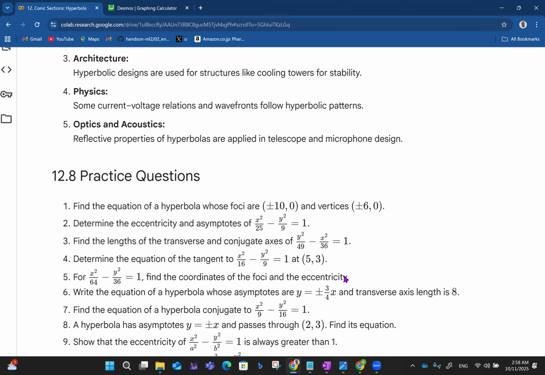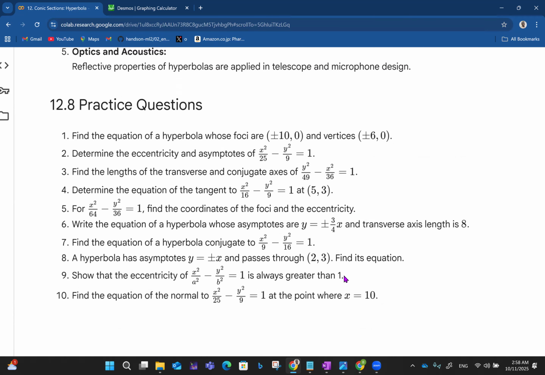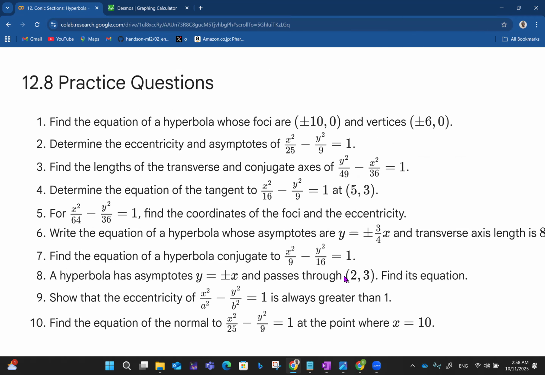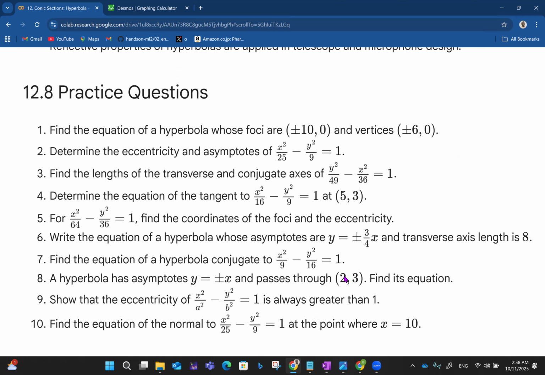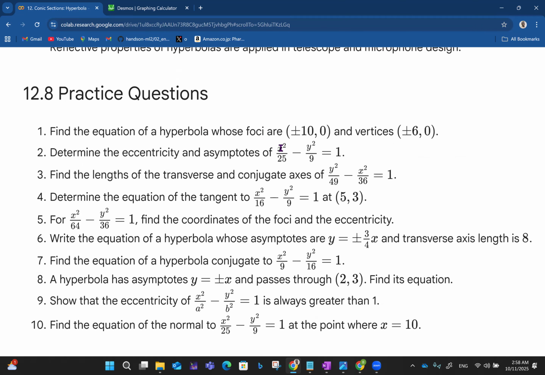Then you have some practice questions to try your hands on to be sure you really get the gist. Find the equation of the hyperbola whose foci are (plus or minus 10, 0) and vertices (plus or minus 6, 0). Determine the eccentricity and asymptotes of x squared over 25 minus y squared over 9. You can try your hands on all of this and see how it all goes.